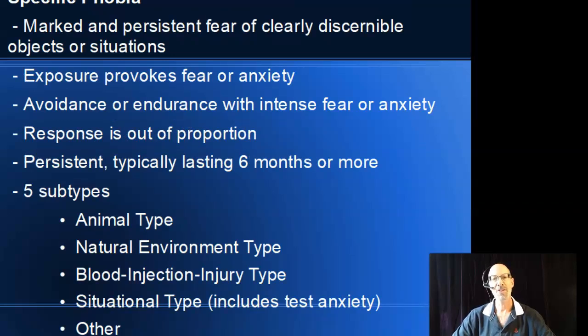Specific phobia, marked and persistent fear of clearly discernible objects or situations. Exposure provokes fear or anxiety. Avoidance or endurance with intense fear or anxiety. Response is out of proportion. Persistent, typically lasting 6 months or more. That is not a hard duration. When it says typically lasting, that is not a hard duration. There are 5 subtypes. Animal type, natural environment type, blood injection injury type, situational type, which, by the way, includes anxiety regarding examinations, and then other.